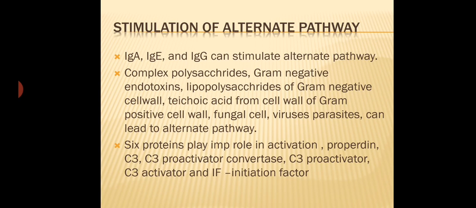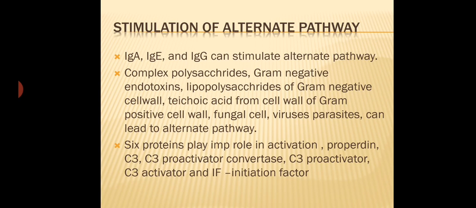So these are the substances which can initiate the alternate pathway. For example, complex polysaccharides, as well as teichoic acid from the gram-positive cell wall, certain virus particles, fungal cell wall, and this can lead to the alternate pathway.